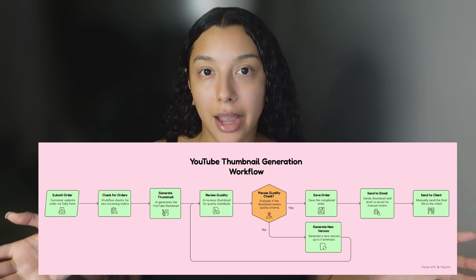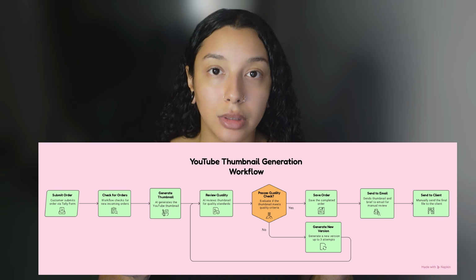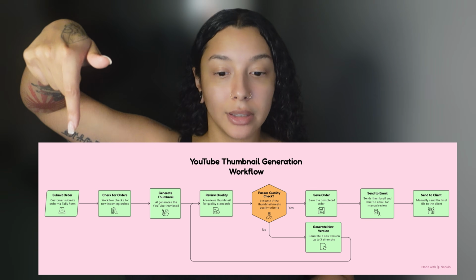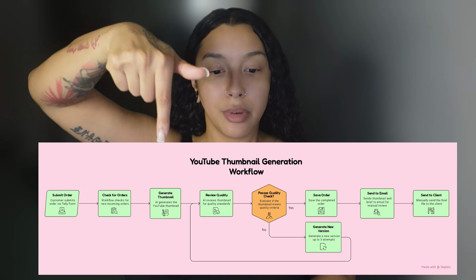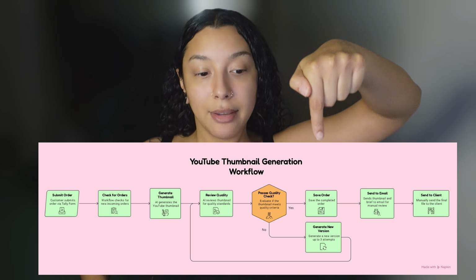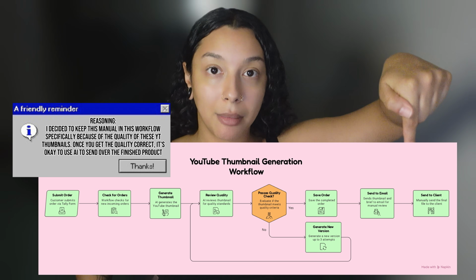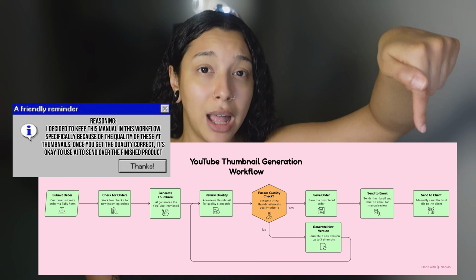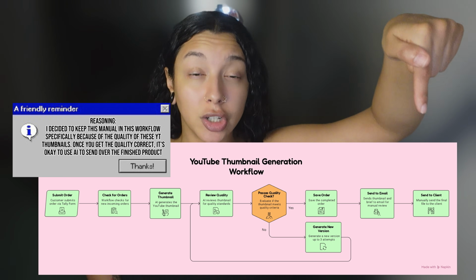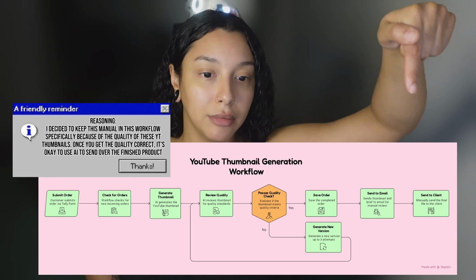Here is the entire workflow, as ethical and as automated as possible while still staying within the guidelines of Fiverr's terms of service. So we submit order, check for order, generate thumbnail, review quality, passes quality check, save order, send email, send to client. This is the only manual step in the whole process. In reality, it is still completely automated. I think it's the safest and the best decision to do it this way. But if you want to work around that, you can. I just would do this for quality reasons.